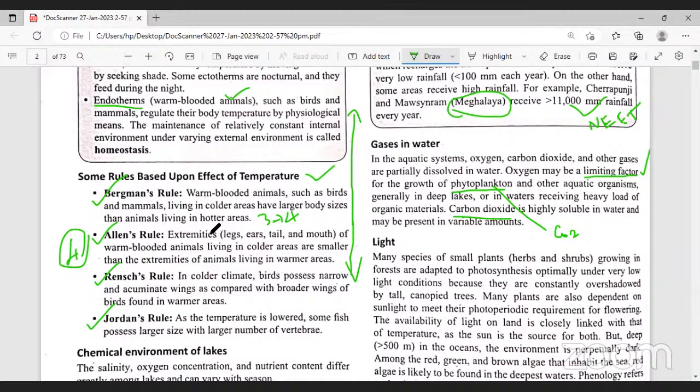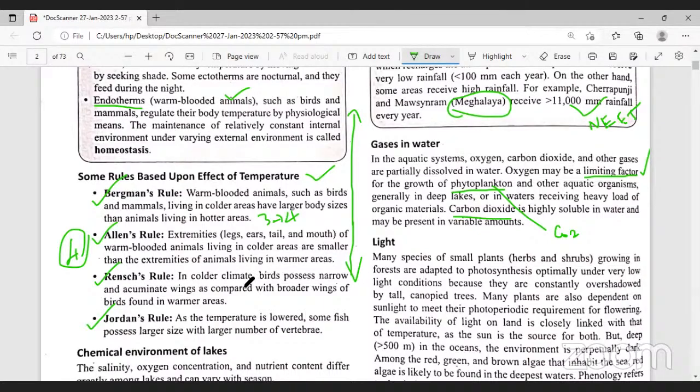Extremities are nothing but... what is that? Warm-blooded animals living in the colder area. The size of the parts, such as the leg, ear, tail, and mouth, is also very small in nature. That is very, very important.